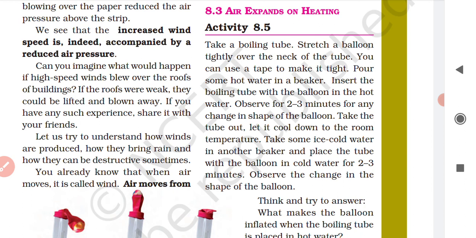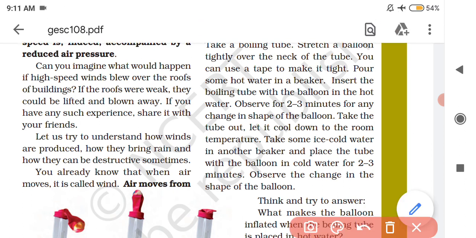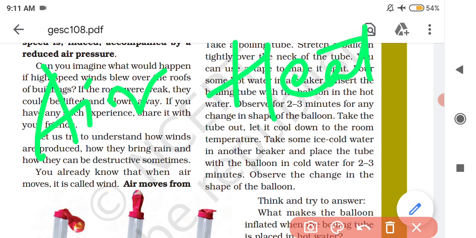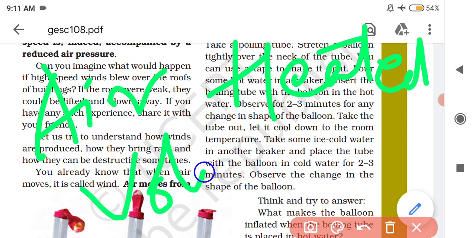First of all, I need to mention that when air is heated, its volume will increase and it will occupy a bigger space. Again, I am repeating it to you that when air is heated, it will become hot, right? The air will become hot and then its volume will increase. The volume of the air will increase after heating and then it will occupy bigger space. So we can say that air expands on heating.